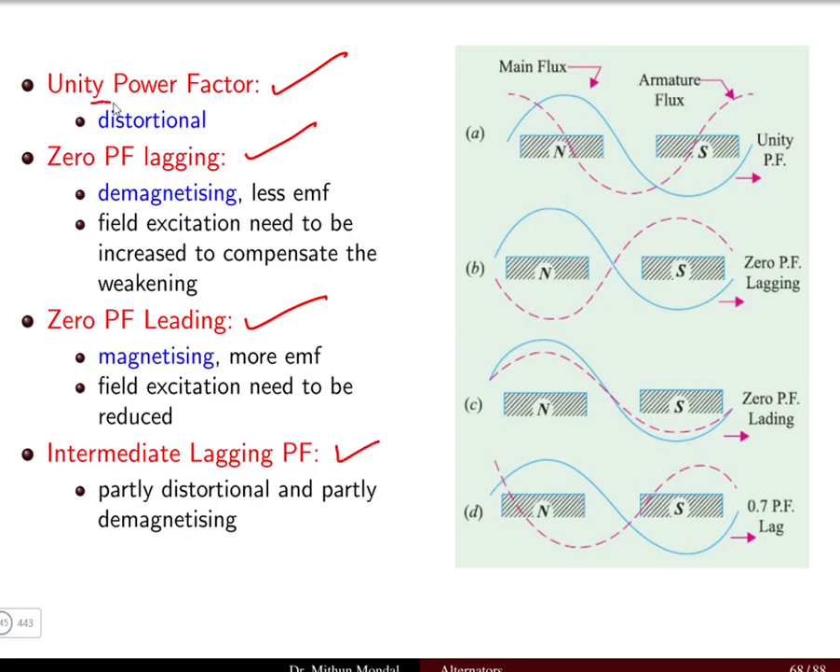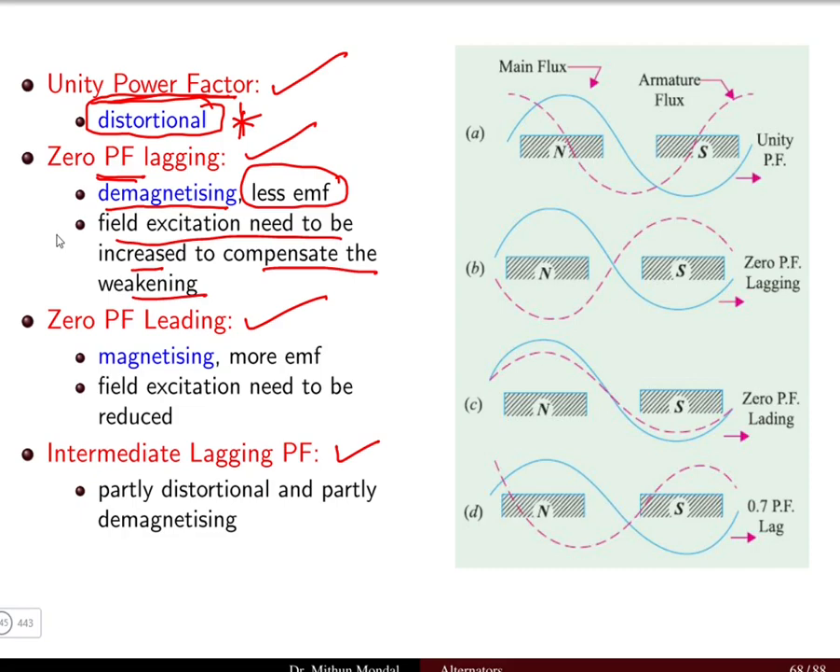When the power factor is unity, it means the voltage and current are in phase with each other. The effect of armature reaction is distortionless. So there is no effect of armature reaction under the condition of unity power factor. Whereas for a zero power factor lagging condition, the effect of armature reaction is demagnetizing, and hence less EMF will be produced at the terminal. Field excitation needs to be increased to compensate for the weakening phenomenon of the armature reaction.